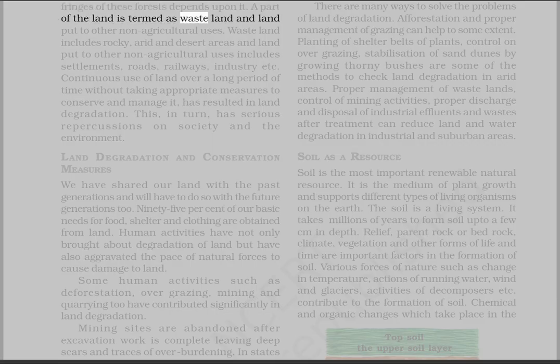A part of the land is termed as wasteland and land put to other non-agricultural uses. Wasteland includes rocky, arid, and desert areas, and land put to other non-agricultural uses includes settlements, roads, railways, industry, etc. Continuous use of land over a long period of time without taking appropriate measures to conserve and manage it has resulted in land degradation. This, in turn, has serious repercussions on society and the environment.